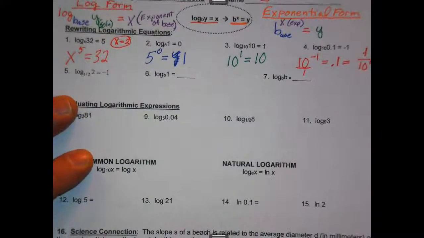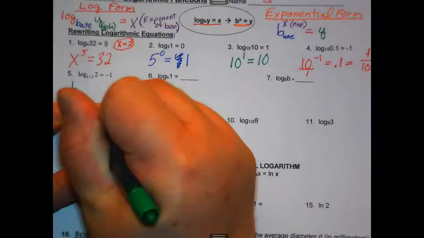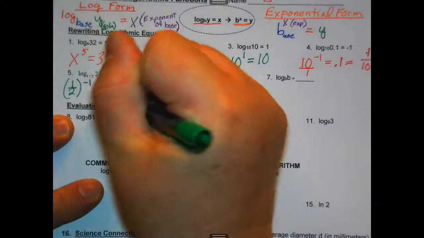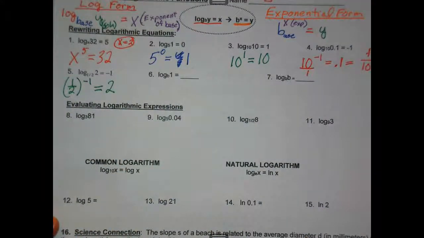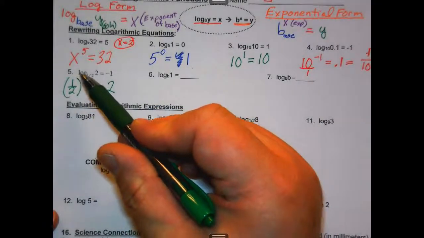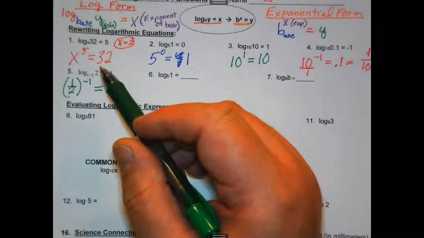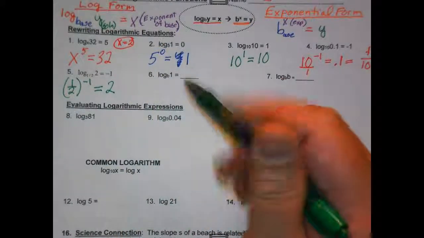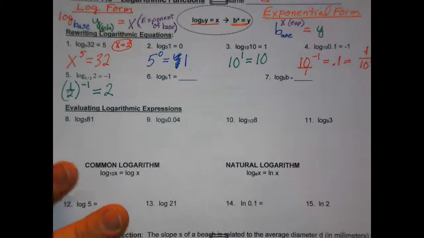Okay, number 5. What's my base? What's my exponent? And what's my y? True statement? Yes, it is. Okay, again, I have a negative exponent, so I have to flip my fraction, and I'm going to have 2 to the first over 1. Thank you very much. Got it?